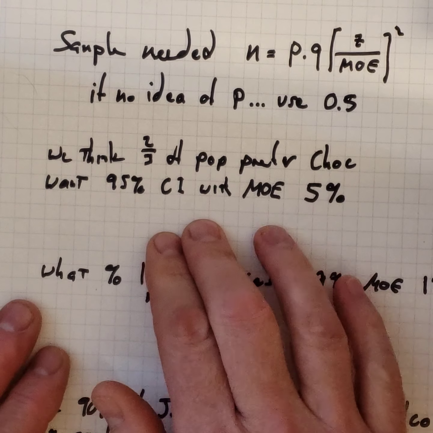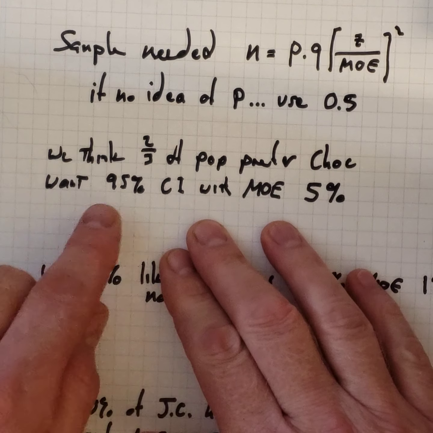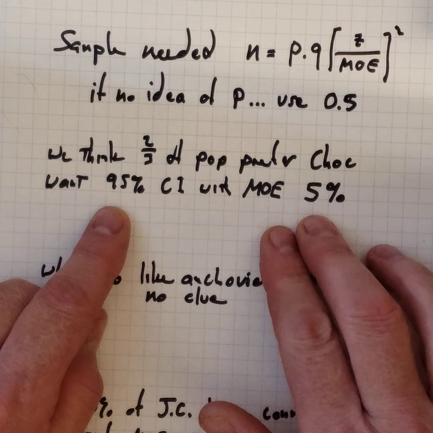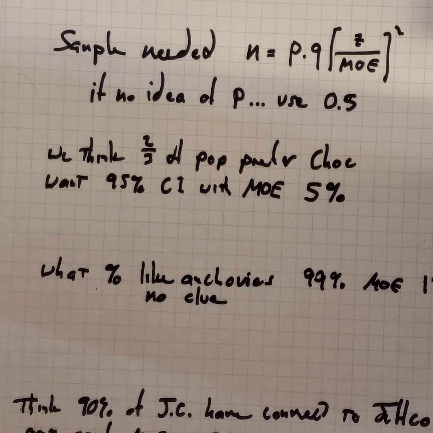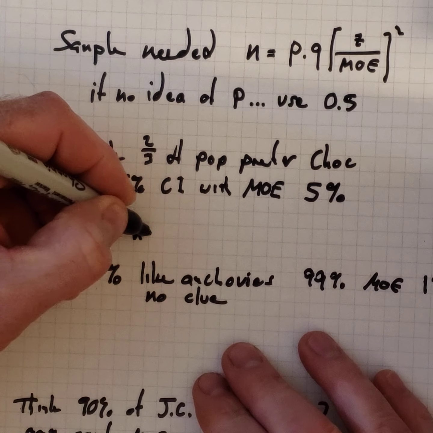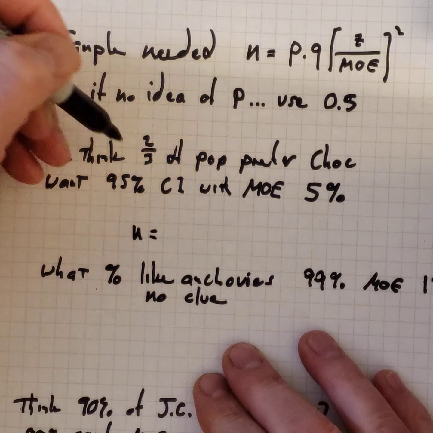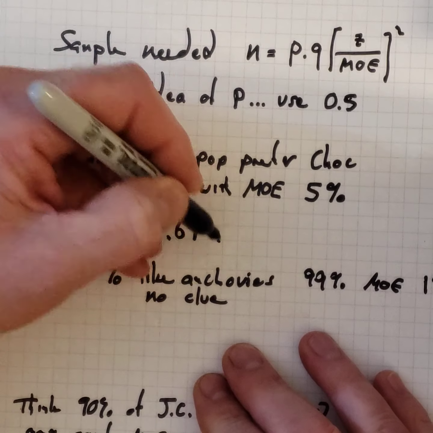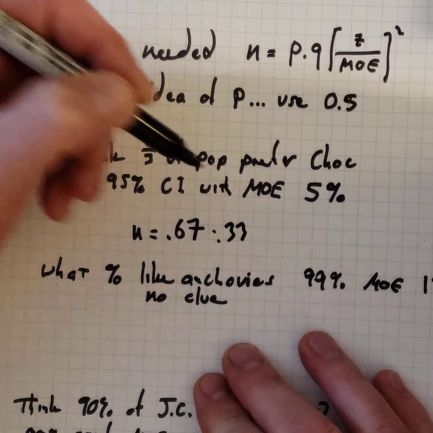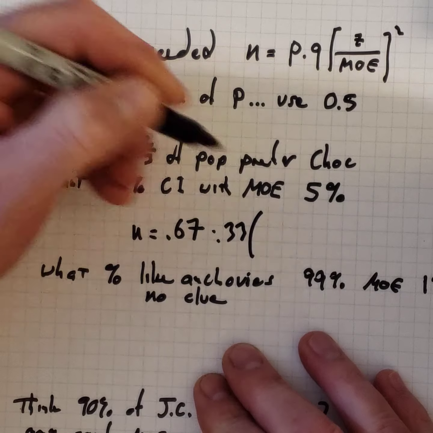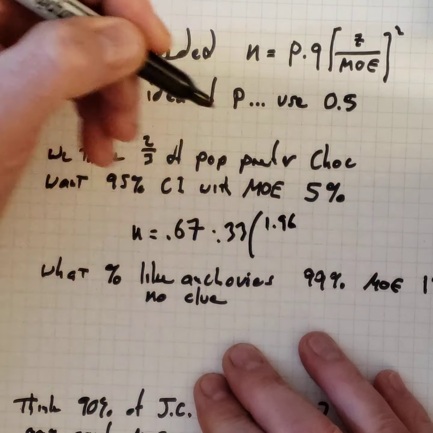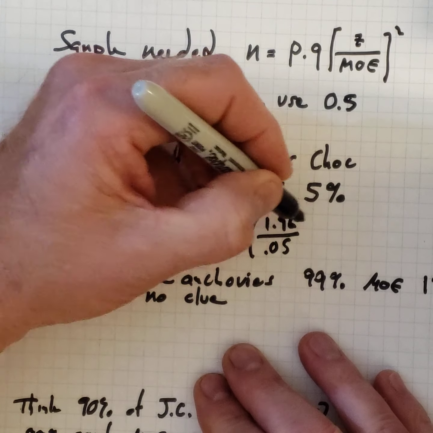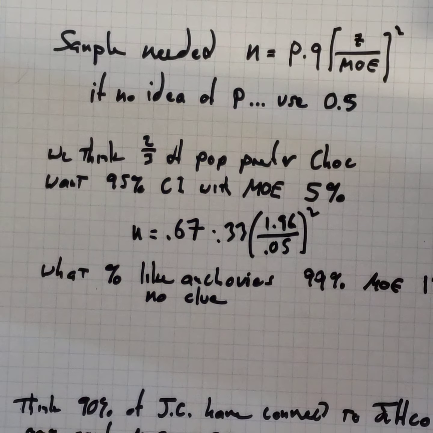We think that 2/3 of the population will prefer chocolate ice cream. We want a 95% confidence level, and we want a margin of error of 5%. So how many people will we need to study in order to get those results? Well, 2/3 is 0.67. 1 minus that for Q would give us 0.33. The z-score associated with 95% is 1.96. And the margin of error we want is 5% as a decimal. So not 5, but 0.05. And we need to square that.